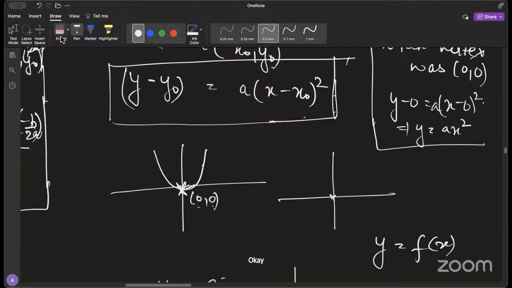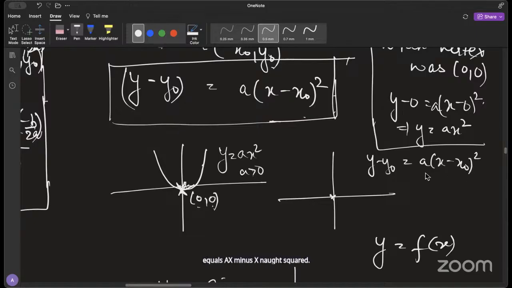If the shifting part confuses you, you can just remember this as a formula: if you have y equals ax squared, this is what the graph looks like. And if you have y minus y naught equals a times (x minus x naught) squared, every quadratic function whatsoever can be expressed in this format.